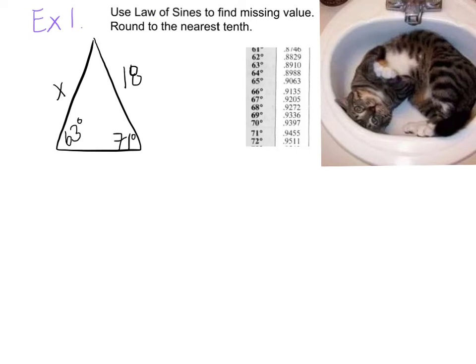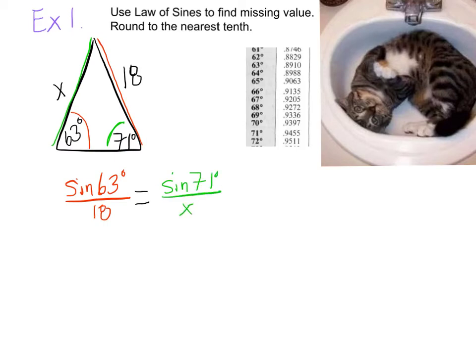So let's try using the law of sines, starting with example 1. It says, use the law of sines to find the missing value, round to the nearest tenth. The first thing I want to do is look at the different angles I have. So I have angle 63, and I'm given its opposite side, and I have angle 71 and its opposite side. That means I can use the law of sines. That means the sine of 63 degrees divided by its opposite side should be equal to the sine of another angle, 71 degrees, and its opposite side.